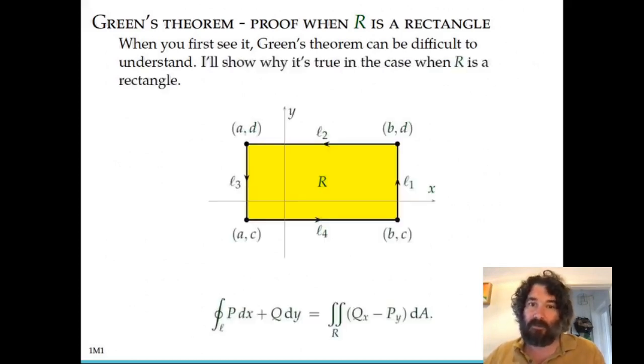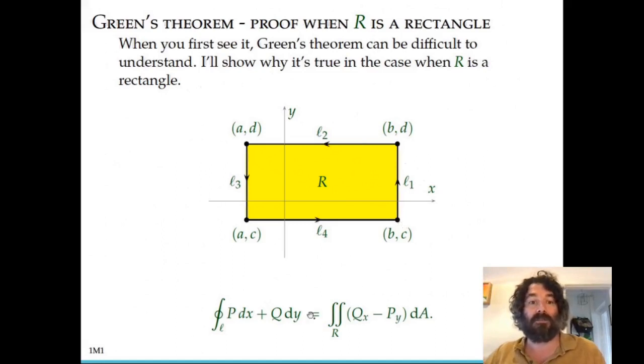Okay, so here we have a rectangle, R, and it has four corners as shown. In this rectangle, x goes from A to B and y goes from C to D. And the boundary of the rectangle is a curve L, the loop L that goes around the boundary, and we've split up L into the four segments I'm calling here L1, L2, L3, and L4.